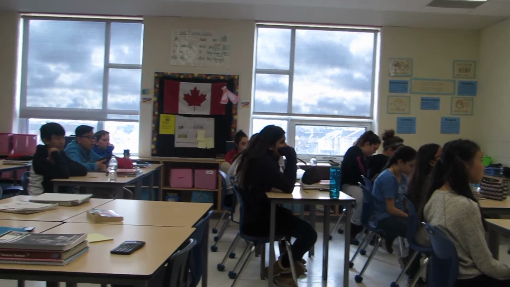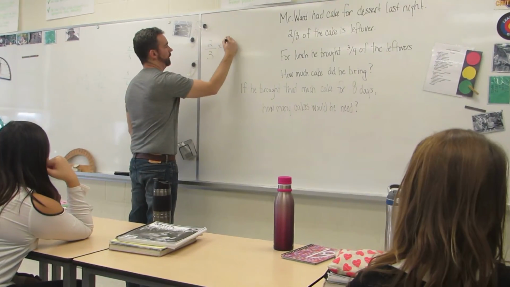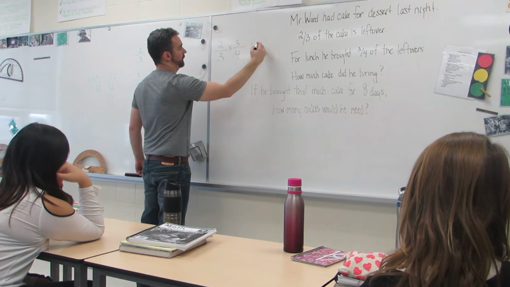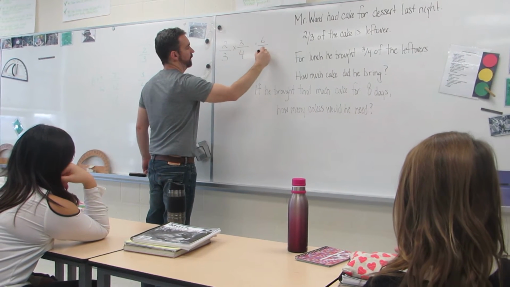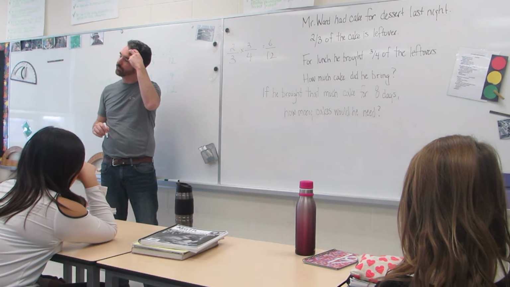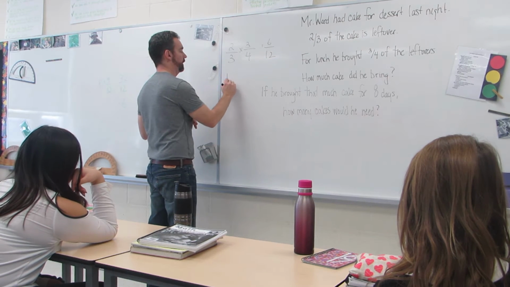Okay, so let's try that. Let's take 2/3 of the cake that was left over, multiply it by the 3/4 of the cake that he brought, and the answer would be 6/12. What do you recognize about 6/12 as a fraction? Yep, it's a half. Okay, so I can quickly take that down to a half.